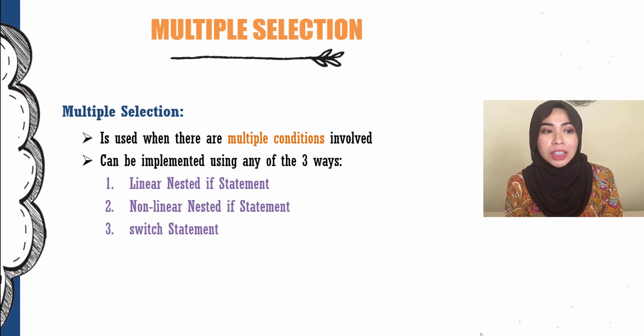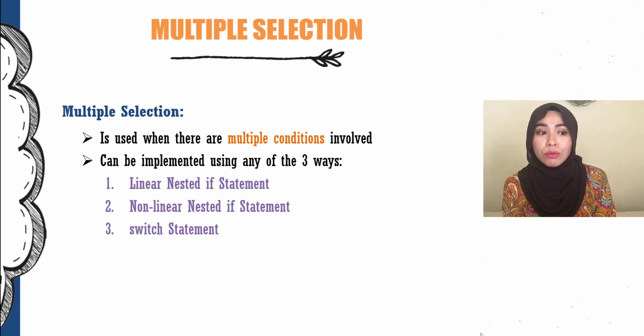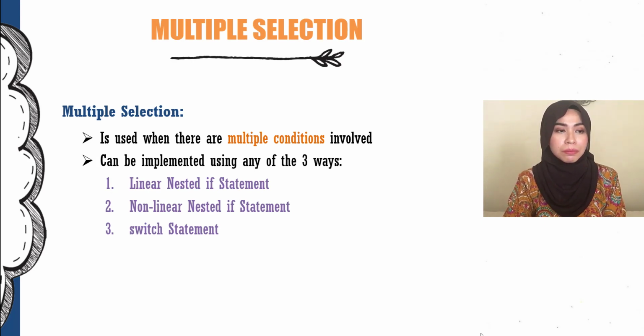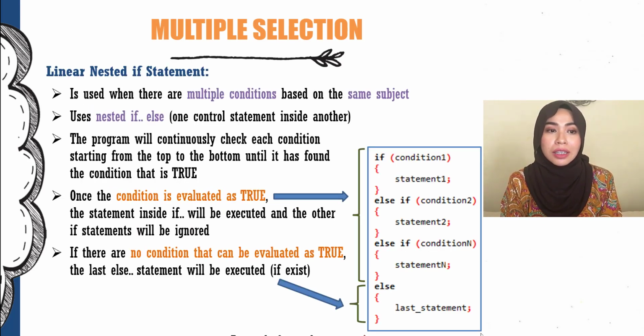Multiple selection can be implemented using any of three ways. We have linear nested if statement, non-linear nested if statement, and also switch statement. I'll go into details of each one. The first one will be linear nested if statement. This type of selection is used when there are multiple conditions based on the same subject.